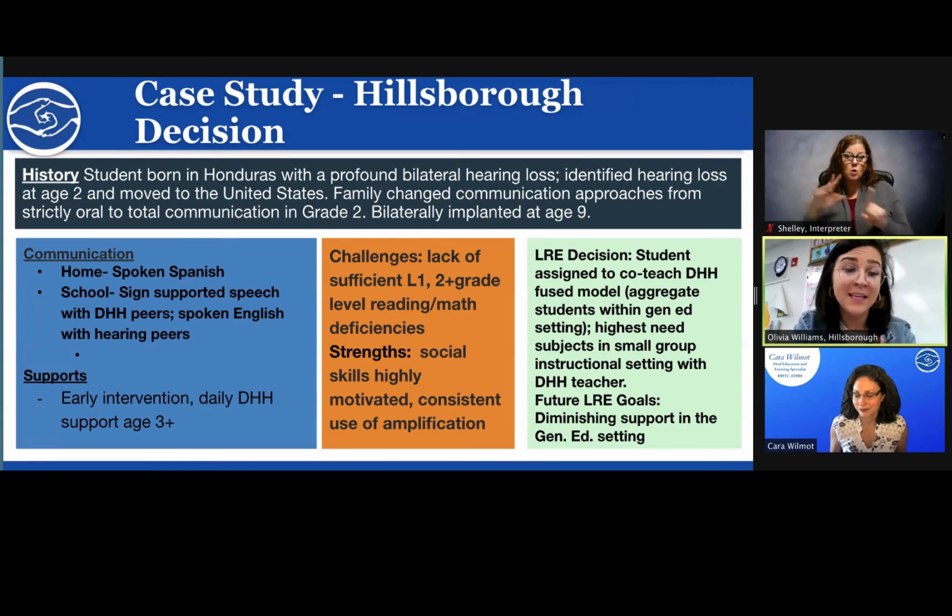So what we would like to see in the future, and looking at the LRE for this young man in the future, is diminishing support within that gen ed setting. So during his day, he has a DHH teacher with him at all times. Now, whether that be supporting him in the gen ed classroom or having him self-contained for the highest need subjects, we would like to see some independence and ability to perform with the general education curriculum and the sign language interpreter without that constant presence of the DHH teacher. So we are trying to kind of increase his independence and hopefully see his success there in that setting.